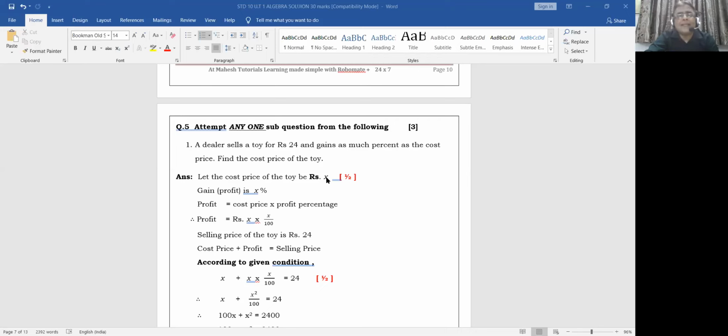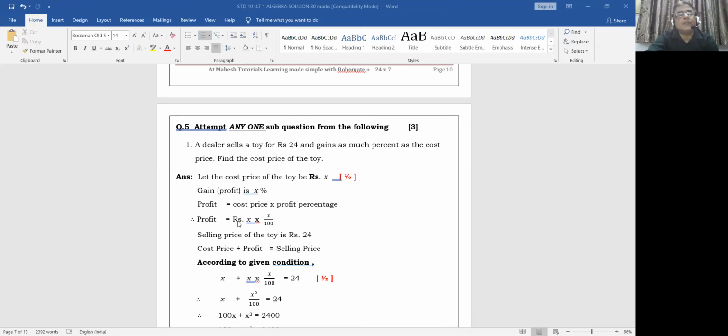So if cost price is 80, he gets 80% profit. Cost price 5 rupees, he gets 5% profit. Cost price is 200, he gets 200% profit. So cost price is X, so the profit will be X percent. Now in lower standards we have studied, students, profit is equal to cost price into percentage of profit. So what is my cost price? We have taken X. What is the percentage of profit? X percent. Percentage, so I will write X upon 100. So this is my amount of profit.